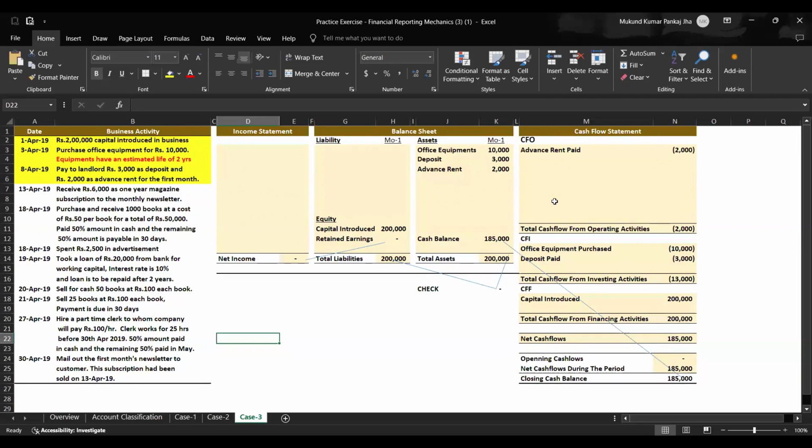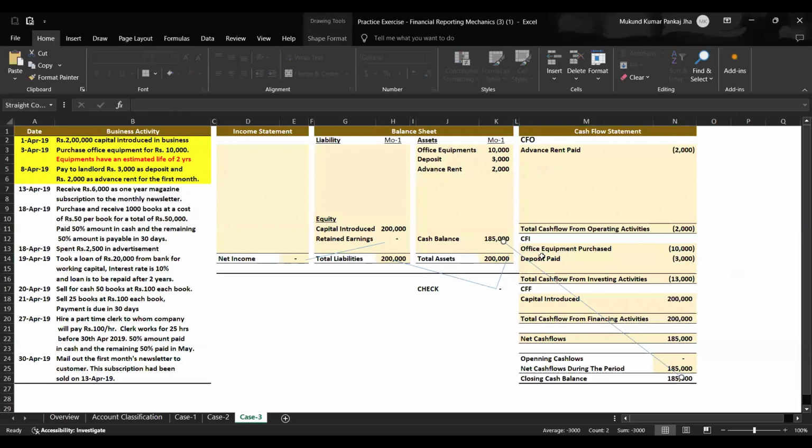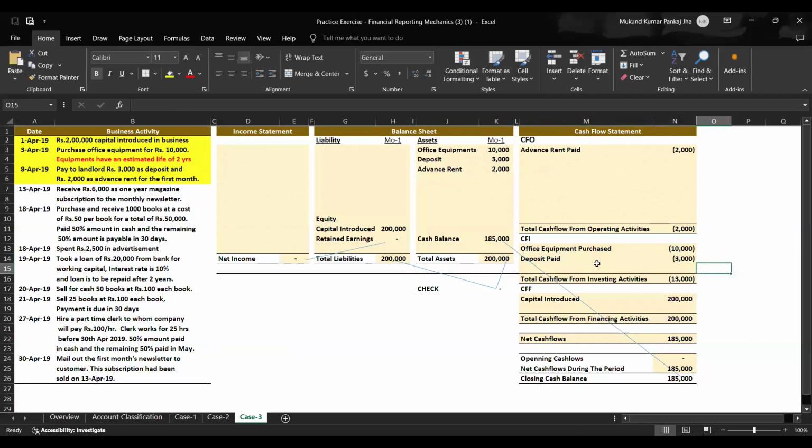How is deposit not CFO? So I have two doubts. One doubt is why advance rent is an asset. And the second doubt is why deposit paid is not CFO and why it is CFI. Why have I kept deposit paid in CFI? What is CFI? What is cash flow from investing activities? How will you define cash flow from investing activities?